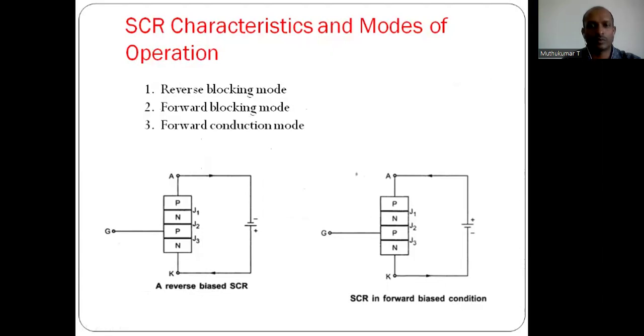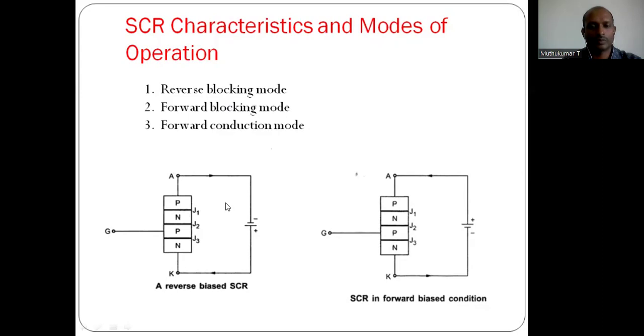Now, SCR characteristics and modes of operation. It has three modes of operation: reverse blocking mode, forward blocking mode, and forward conduction mode. The first one is reverse blocking mode, also called reverse biased SCR. In this case, positive voltage is given to the cathode terminal. The gate is connected to the P-type material.